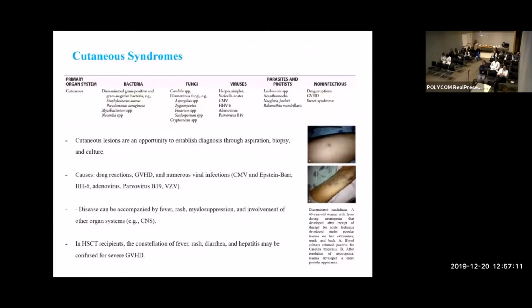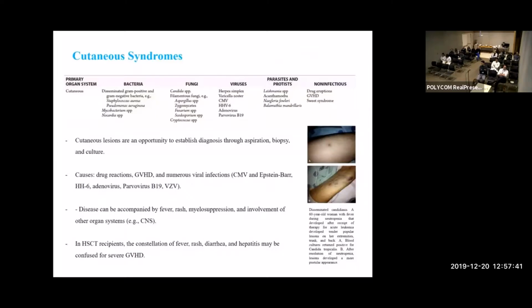So like here, for example, we see a picture of a disseminated candidiasis, and initially it just looks like a papule with some erythema, and then later on, when the ANC recovered, we saw that it became purulent, basically. So we can see that even though it is infected, we may not see the typical manifestations of a skin and soft tissue infection because of the lack of neutrophils.